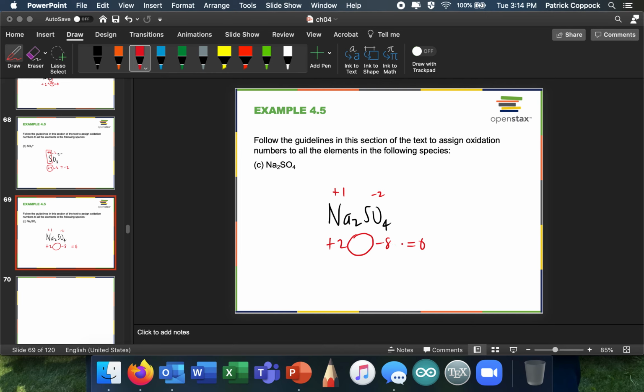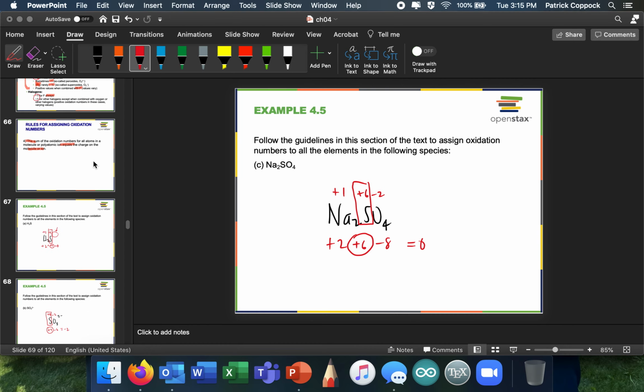So how do I combine these to get 0? +2 plus what plus -8 gives me 0? It's going to be +6. Agreed? There's only one sulfur atom here, so sulfur must be +6. +2 plus 6 minus 8 gives me 0, and that is the correct answer.